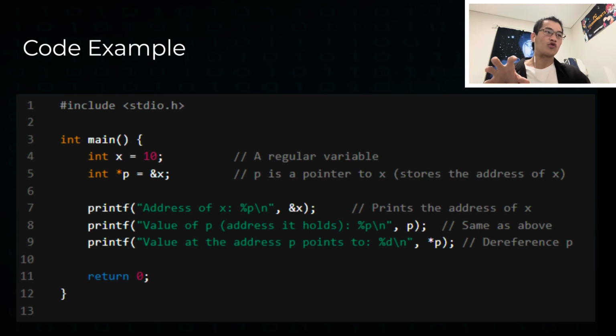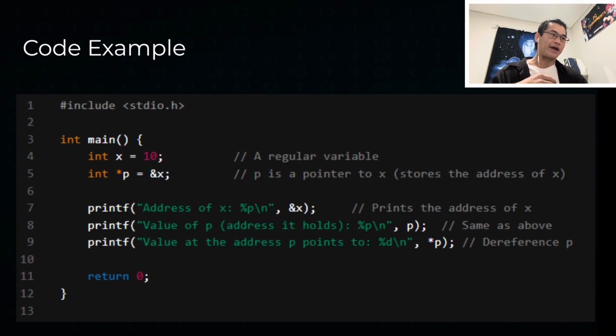And if I want to store the address of x, I need the ampersand symbol. As you can see here, int *p is basically going to store the address of x. Now, if you were to just print out &x, you'd get the address of x. If you were to print out p, you would also get the address of x.